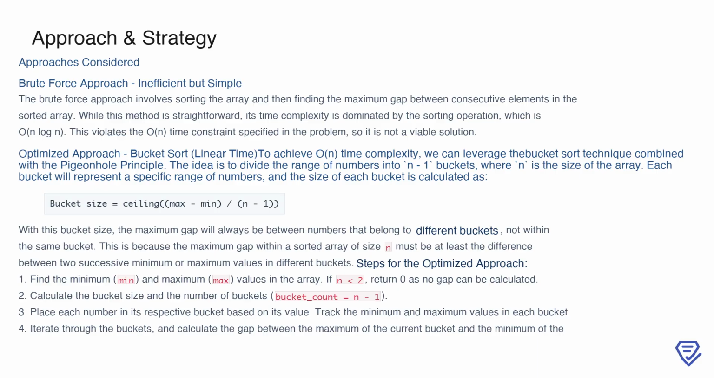To implement this, the first step is to find the array's minimum and maximum values, and if the array has fewer than 2 elements, there's no gap to compute, so we return 0. Next, we calculate the bucket size and create n-1 buckets. Each number is then placed into its respective bucket based on its value. While doing so, we track the minimum and maximum values within each bucket. Finally, we iterate through these buckets to calculate the gaps between their boundaries.